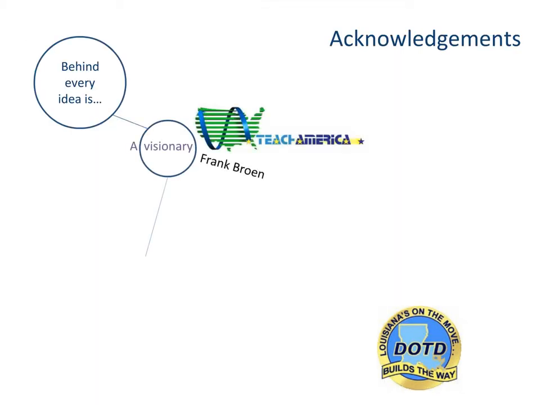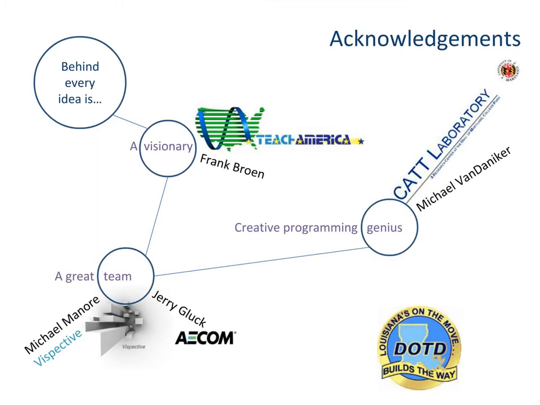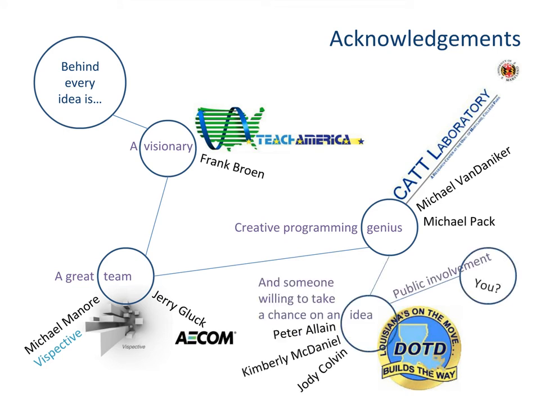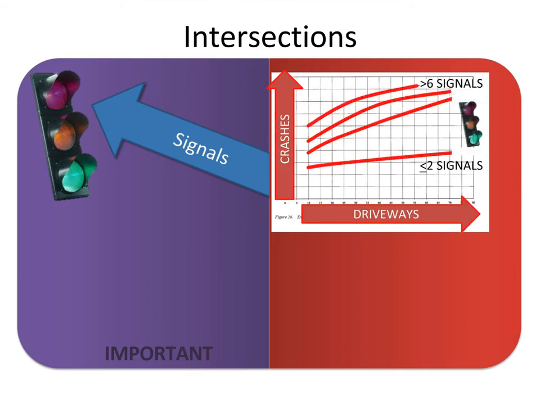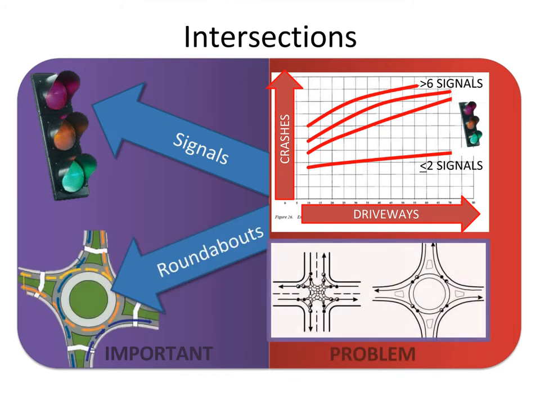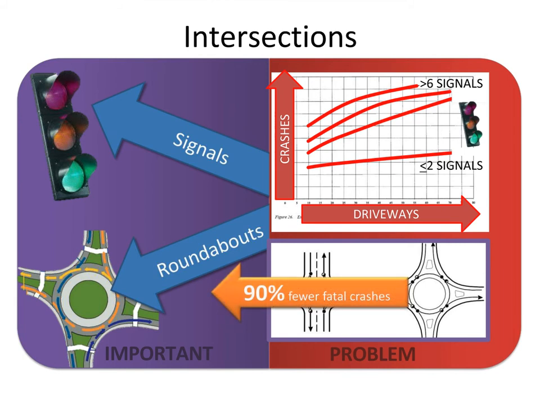So I went to Michael Manor, and Michael Pack and Van Daniger were the team that I put together to try to address this problem, because Louisiana DOT was writing a new access management policy, recognized the value of the tool, and said, here's a little bit of money, let's see what you can do with it. So again, we know that driveways and signals are both significant impacts to a roadway system, as is an intersection or a roundabout. If you put a roundabout in, you have 90% fewer fatal crashes. That's a pretty significant safety issue.